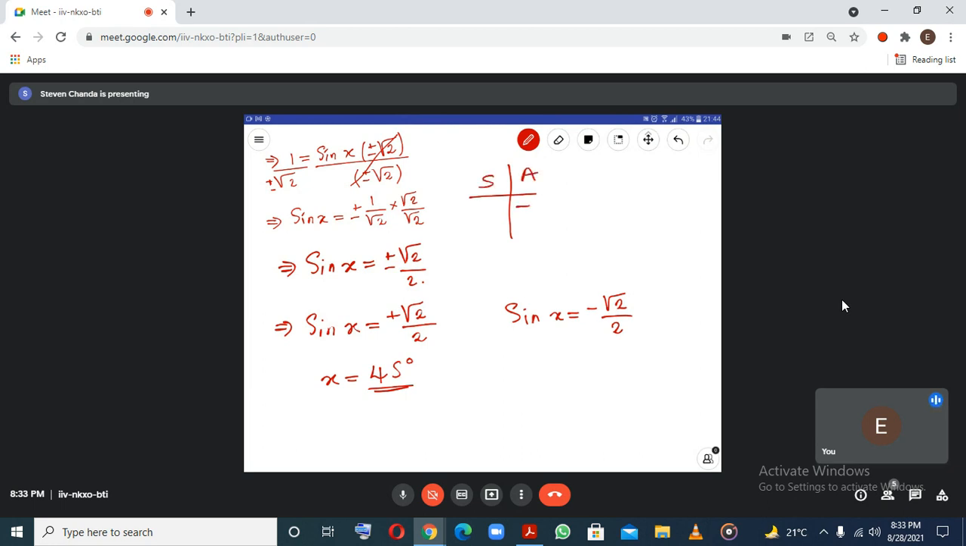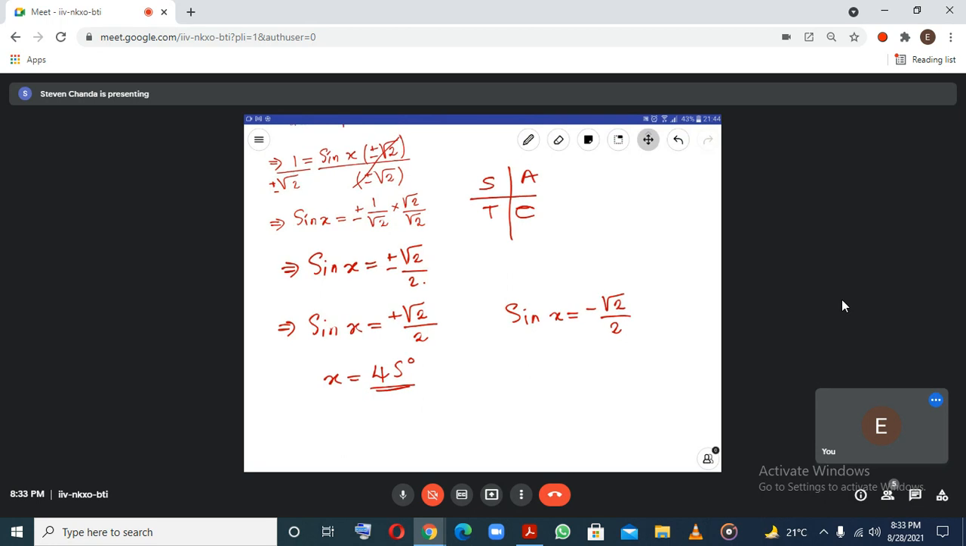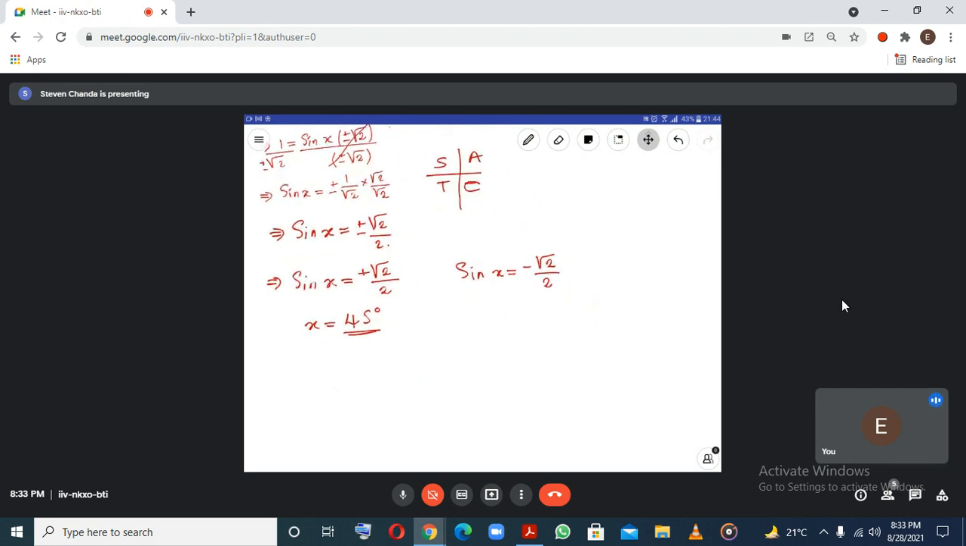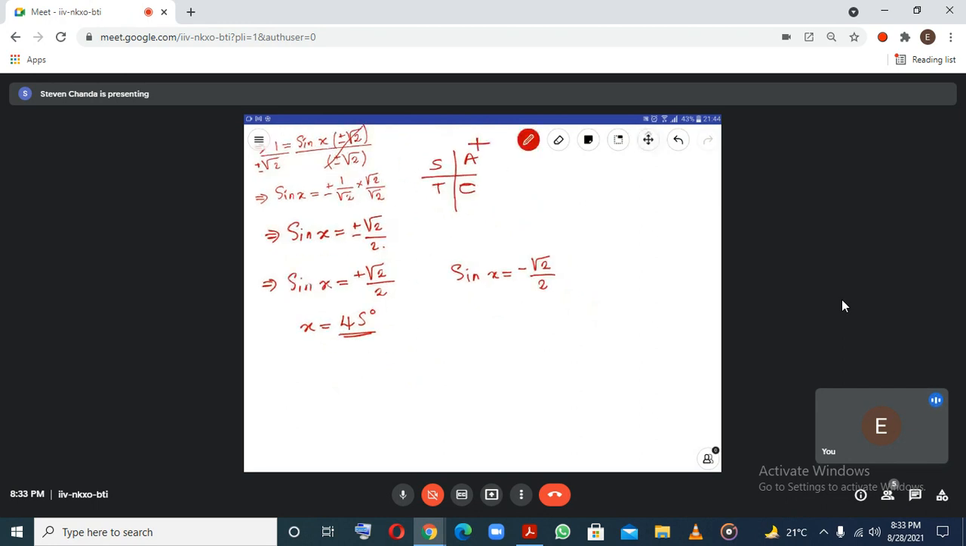All students take coffee. So to find another angle which is positive for sine, we've already found it in the first quadrant, so it has to be in the second quadrant. How do you find it? You say 180 minus 45. So 180 minus 45 is what? It's 135. Okay, I hope everyone is comfortable with that.